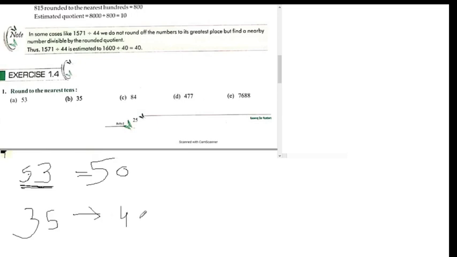You don't say 30 because it lies exactly in between 30 and 40. So you go to the greater value which is nearest, and the greater value nearest is 40. So you write 40. And in the last here is 5. So you also understand that 5 goes to 10. 30 plus 10.